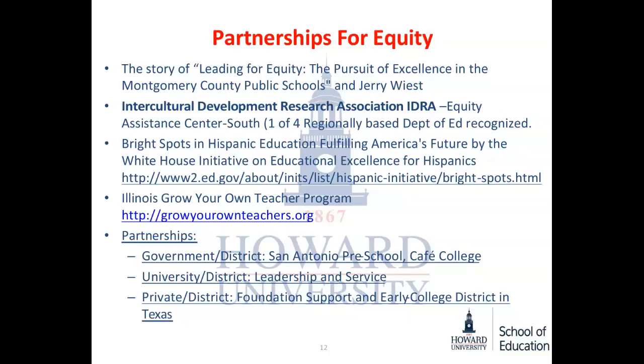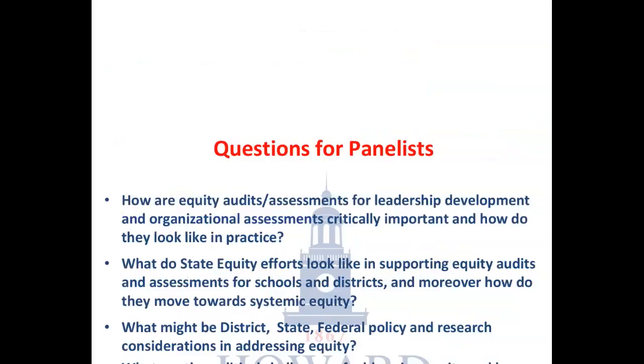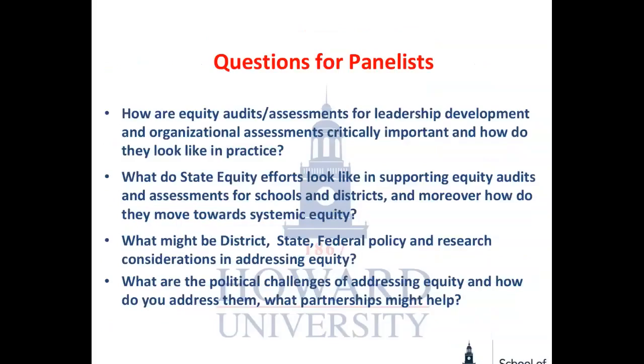So before I hand things over to Dr. Valle, so we can move the conversation forward, these are some common questions, and Dr. Johnson addressed this earlier in a nutshell, but these are the conversations that we want to consider as we move forward to our panelists. How are equity audits, assessments for leadership development, and organizational assessments critically important, and what do they look like in practice? This is really the conversation that Dr. Valle is going to highlight.